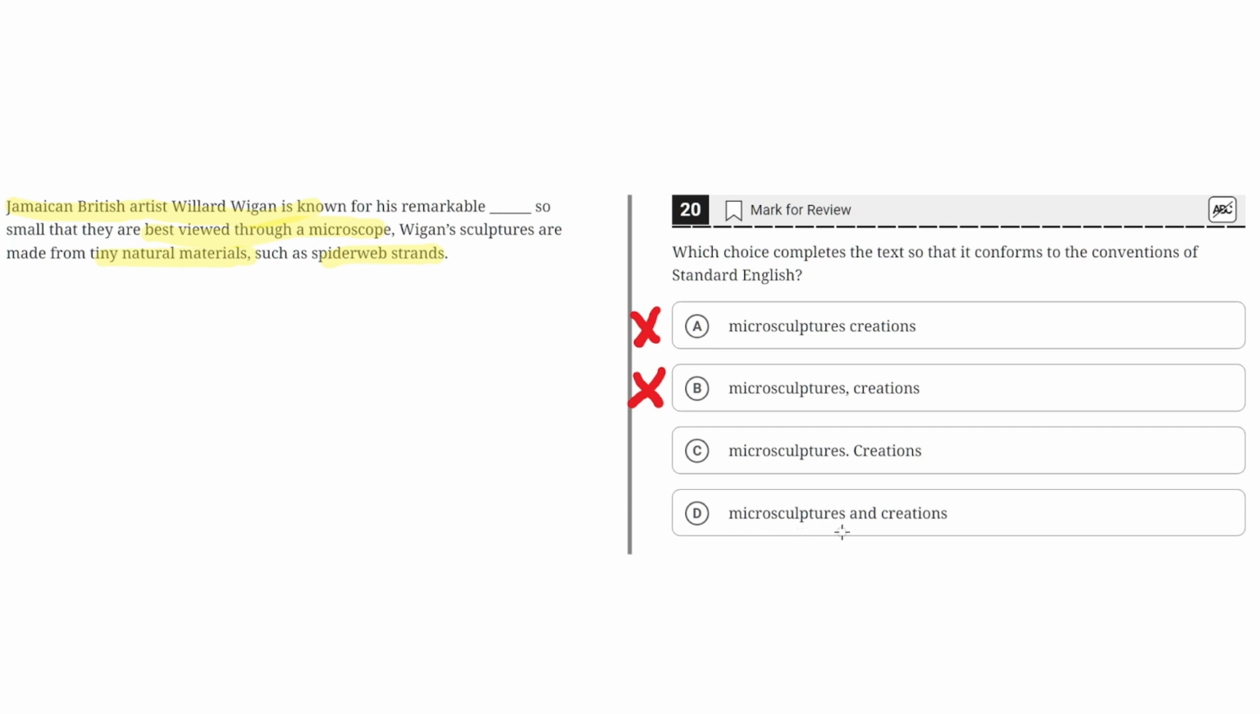D. Microsculptures and creations. This is incorrect because to connect two independent clauses, there needs to be a comma and a conjunction, not just a conjunction or not just a comma. And in this case, there's only a conjunction, so D is incorrect. And therefore, the correct answer is C.